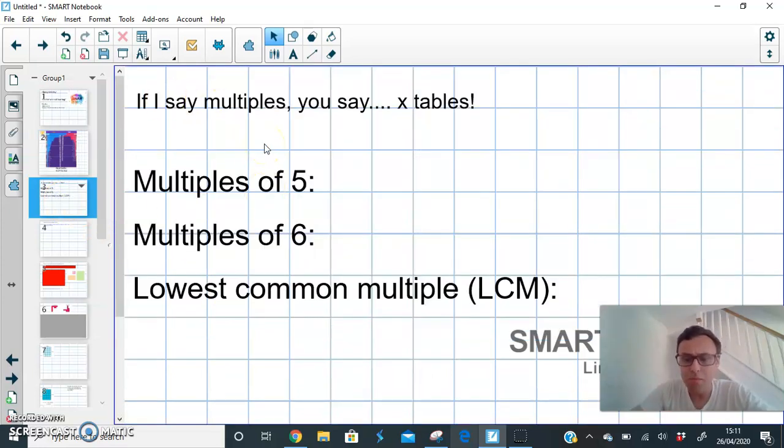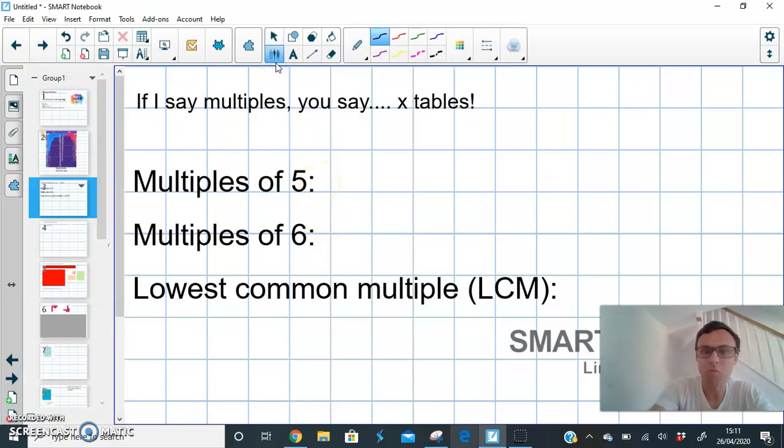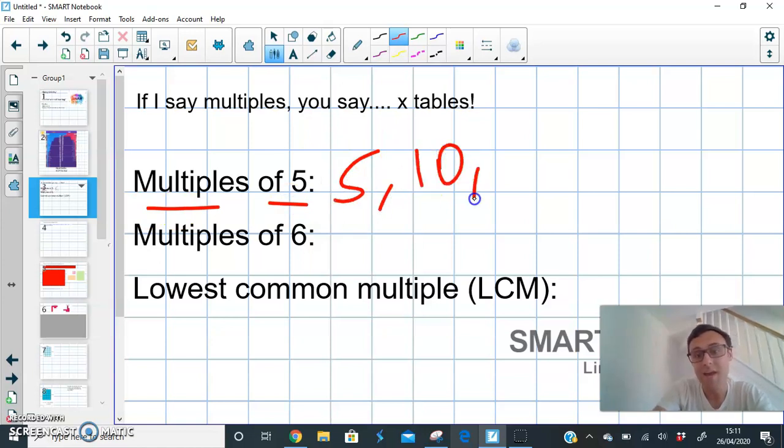Now, some of you on My Maths have got multiples revision. You've done it before. Remember 5CP, I say this to you. If I say multiples, you say, and then you used to go times tables. So all we need to remember are our times tables for multiples. Really easy. So our times tables are 5. Remember 5, 10, 15, 20, 25.